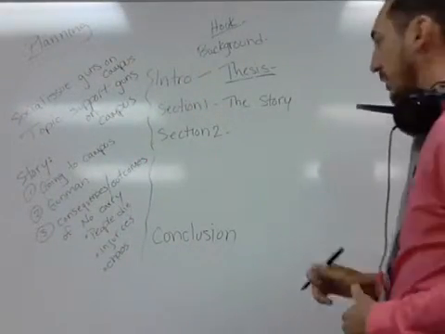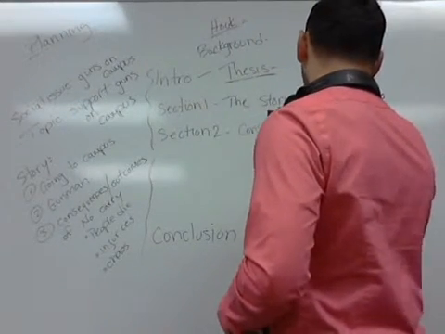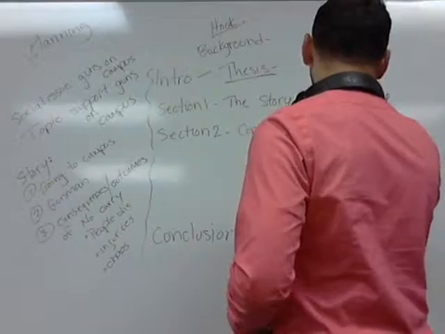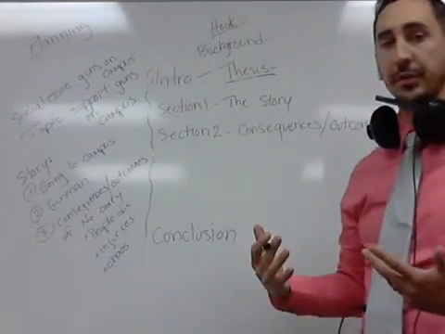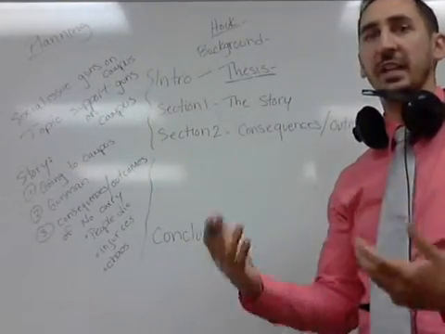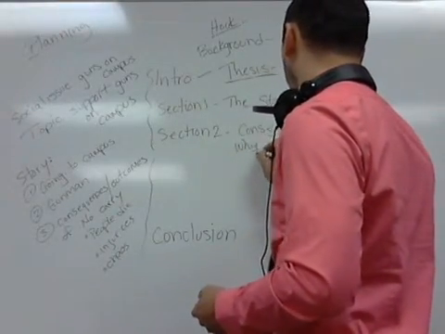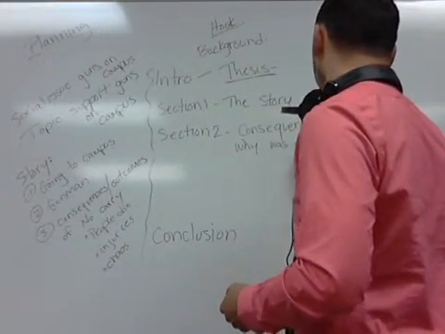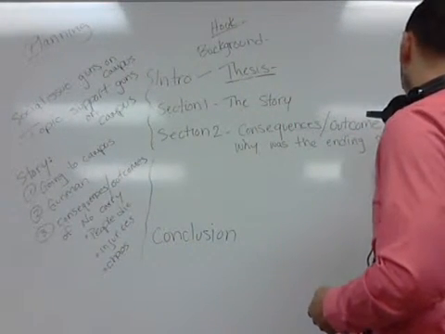Section 2 is going to talk about consequences of the story and outcomes. Basically, what happened? What is the result of your story? And it doesn't necessarily have to be about you, but what happened? How did the story end? Why was it significant? And that's one question to ask yourself. Why was the ending significant?